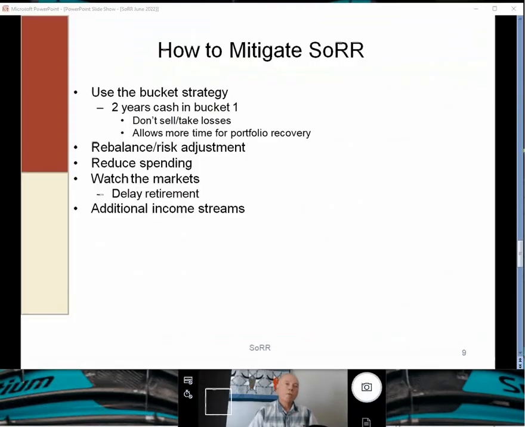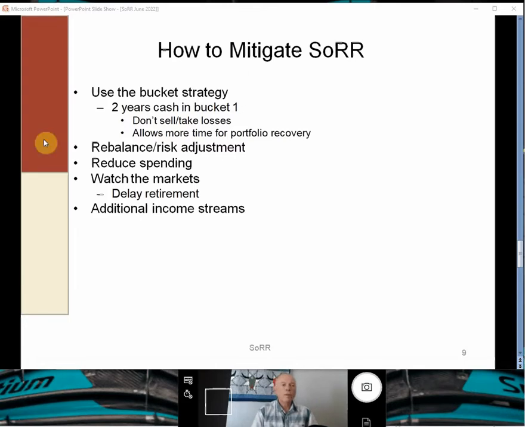Okay, so now that we've gone over the scenarios and we've seen the difference between the two with respect to the timing of significant market downturns, I want to go over some of the things that you could do to mitigate this risk. And I think that's kind of the good news about sequence of returns risk. There are steps you can take with respect to your retirement planning to mitigate sequence of returns risk.